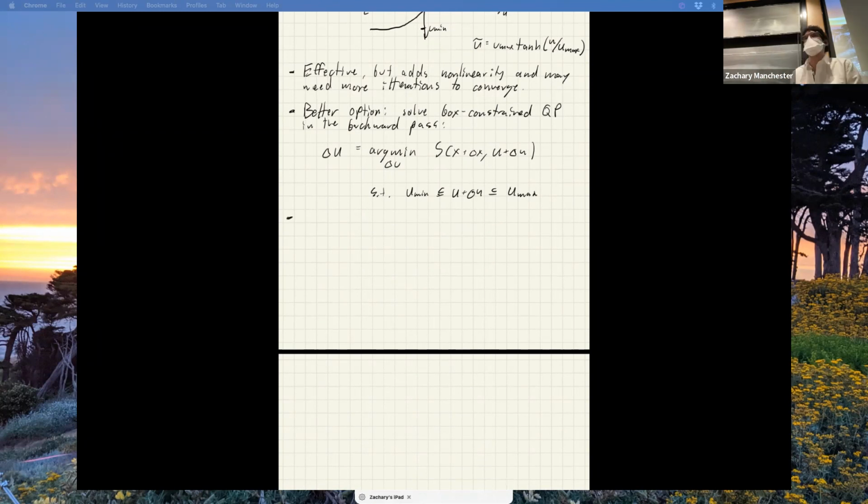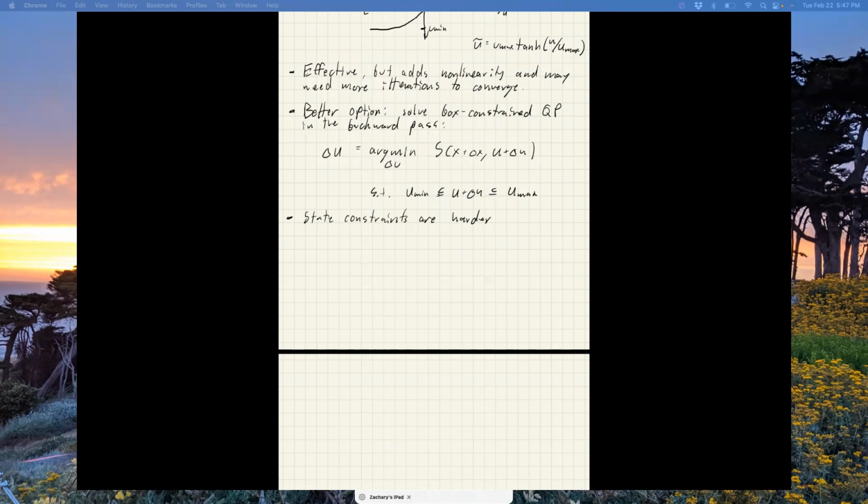Okay, so that's for input constraints. Those are pretty easy. You can handle them in these kind of easy ways. State constraints are a little harder. A question on this one. So we can have box constraint on the U if we're having this constraint in the backward pass. So we can also have whatever other linear constraint on the U here. Yeah, any U constraints are pretty easy to deal with like this. Okay, cool. Thank you.